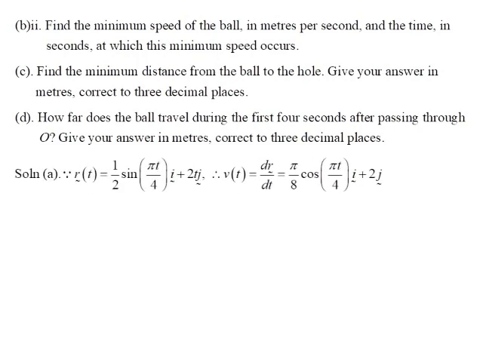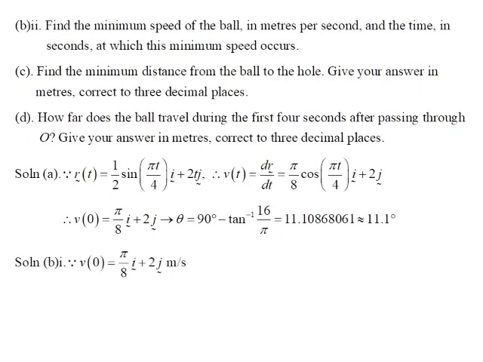Since vector r of t equals 1 over 2 times sine of pi t over 4 i plus 2tj, its velocity vector v of t equals dr by dt, which equals pi over 8 multiplies cosine of pi t over 4 i plus 2j. So v of 0 equals pi over 8 i plus 2j, which gives theta equals 90 degrees minus arctangent of 16 over pi, which approximately equals 11.1 degrees.